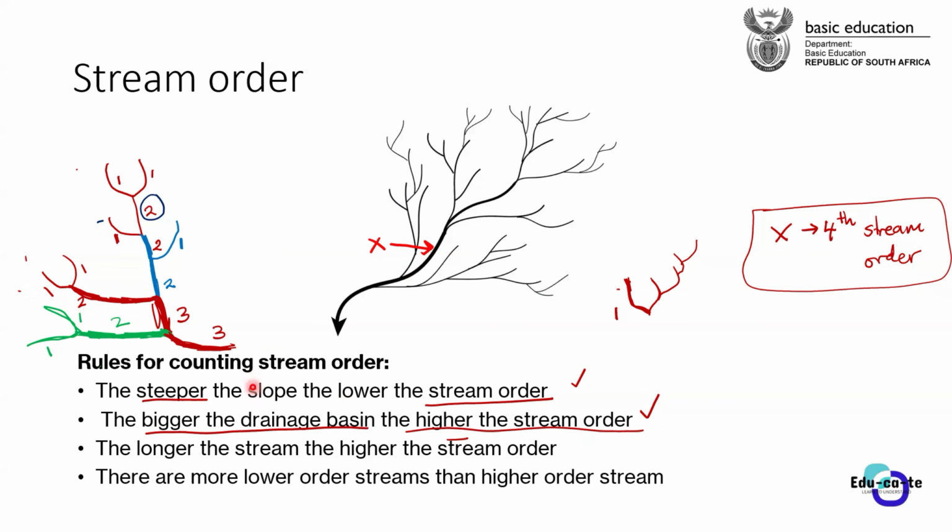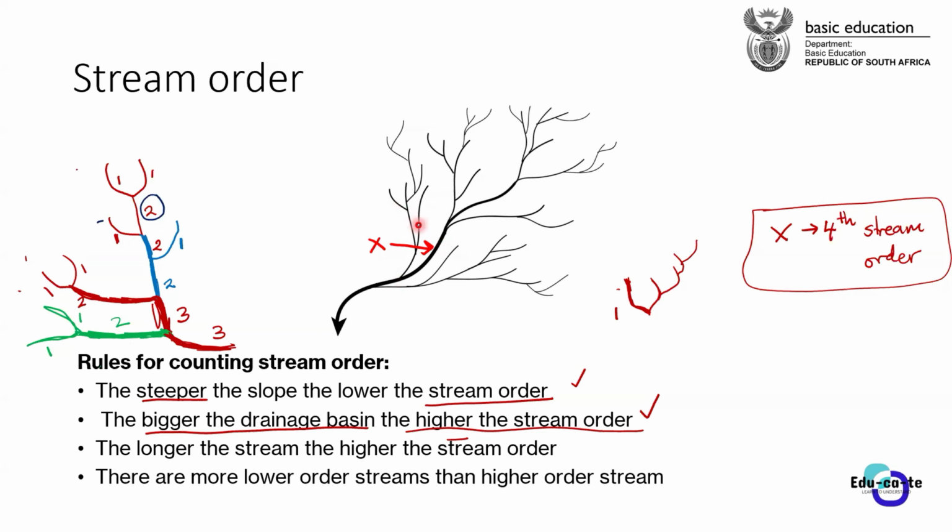If there's a smaller area or a smaller drainage basin, you're just going to have these lower order streams alone. But if we have a bigger drainage basin, we're going to have a higher stream order, because a bigger area means that the river keeps on joining. These tributaries keep on joining together to make bigger and bigger ones. So if the river is flowing over a bigger area, it will keep on accumulating more water from these smaller streams, making it a higher stream order.